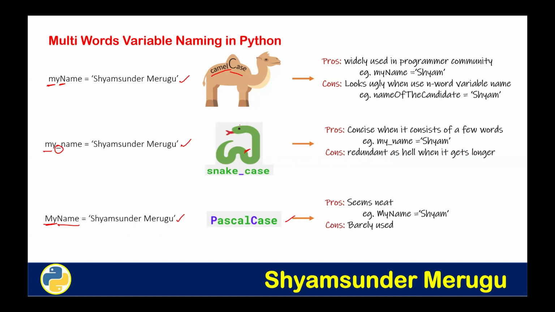So in this case, I can suggest that you go for either camel case or snake case, and they can support, up to one extent, that your code looks very neat. And basically, camel case is widely used by programmers.